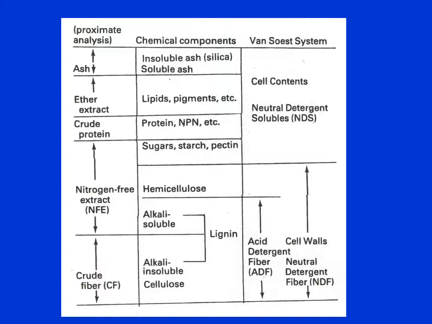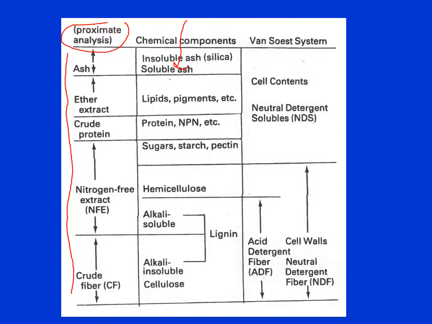So here we just have a little review on that proximate analysis. We found the ash, ether extract, which was the fat, crude protein, and we've got the carbohydrates, which we include the nitrogen-free extract plus the crude fiber here. And in this center column here, we have the different components, what we find over here.